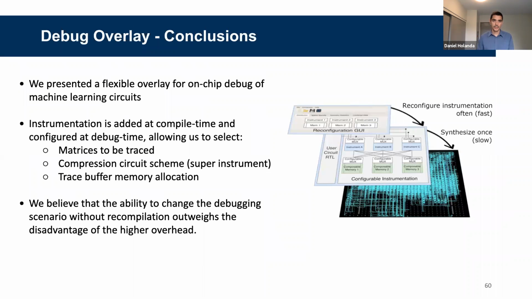So this is the conclusion slide for the debug overlay part. So here we basically presented a flexible overlay for on-chip debug. And this instrumentation is added at compile time and configured at debug time, and it allows us to change which matrices will be traced, the compression circuitry scheme using the super instrument, and also how we are allocating the memories to the PEs. And the takeaway here is that we believe that the ability to change the debugging scenario without recompilation outweighs the disadvantage of the higher overhead.